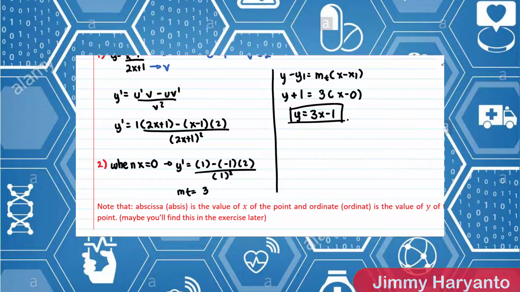Please note that abscissa is the value of x of the point, and ordinate is the value of y of the point. Maybe you will find this in the exercise later. So if you find the word abscissa, that means the question gives you the value of x. If you find ordinate, that means the question gives you the value of y.